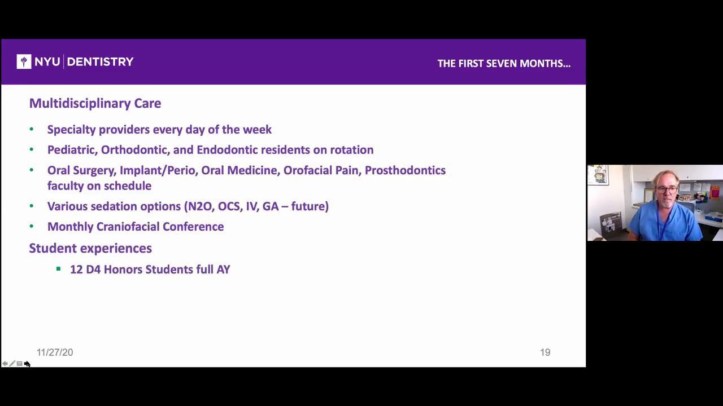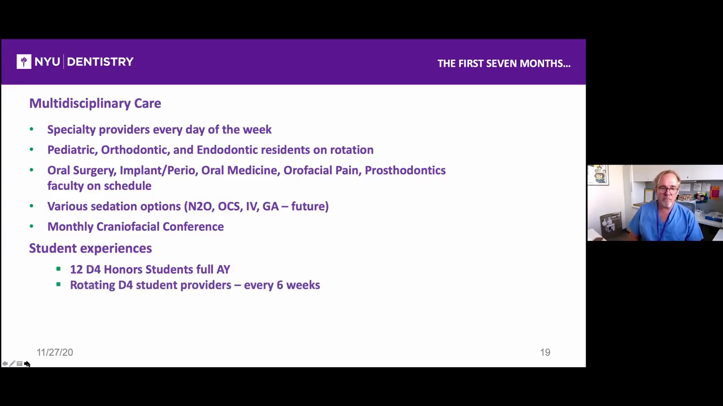As for the student experiences that occur here, we have 12 dental honor students, fourth year honor students, who would spend a full day a week here for the full year of their final year of their educational experience. Because we are limited to occupying only 50% of the building because of the pandemic, unfortunately, these honor students were unable to participate in the honors program this year.